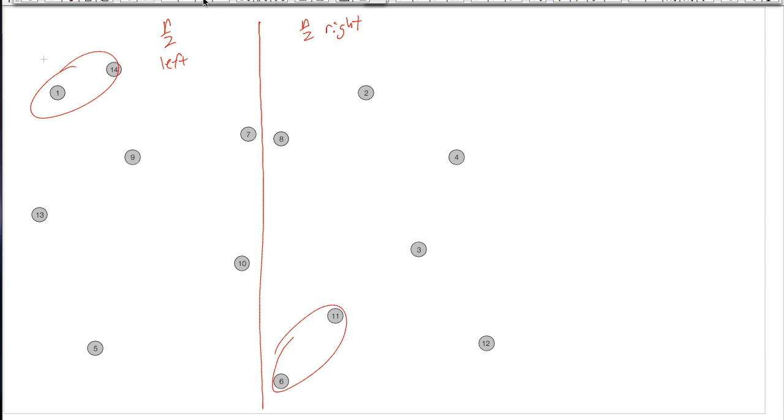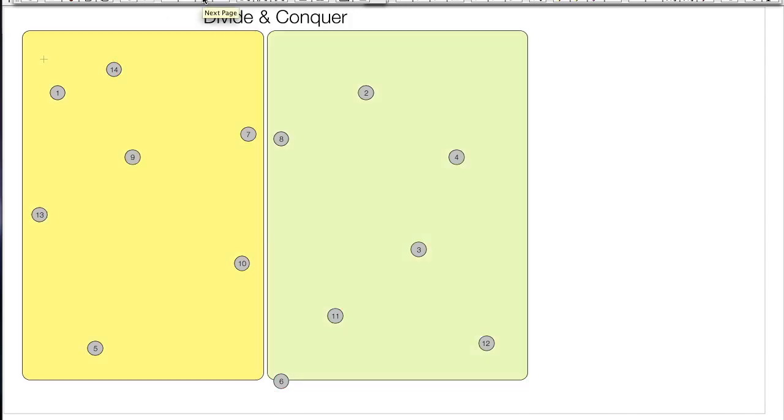And now we know that essentially the solution to the problem is either going to be this pair right here, or it's going to be a Romeo and Juliet pair, where one point is on the left side and another point is on the right side. So that is the divide and conquer. We divided it into one half and another half, and then we're going to combine these results by just checking for the extra case of this Romeo and Juliet.